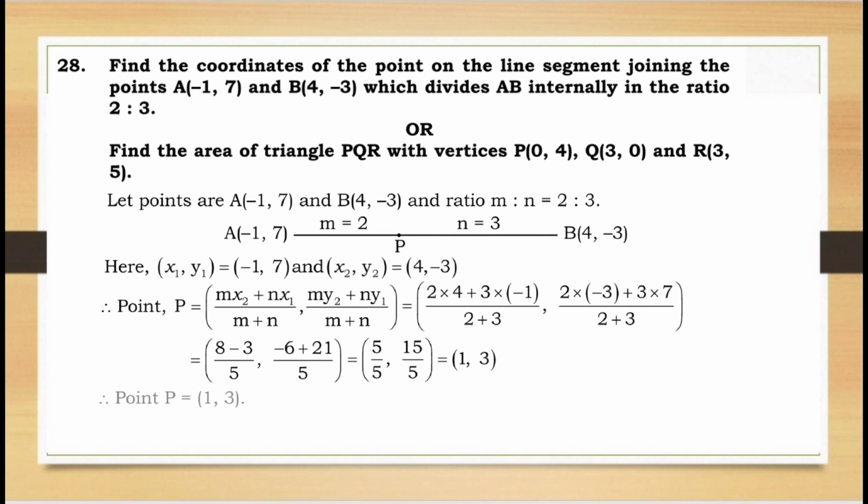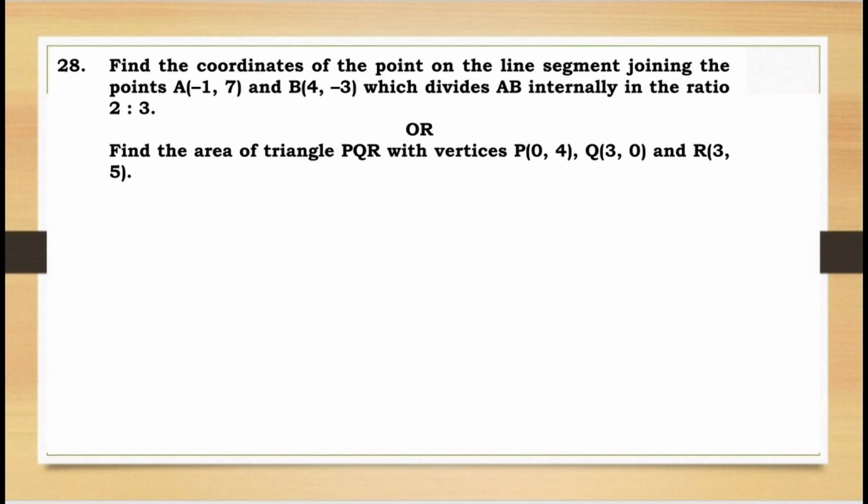Therefore point P equals (1, 3). This is the answer for this question. And move on to the next part of this question, that is, given vertices are P(0, 4), Q(3, 0) and R(3, 5).